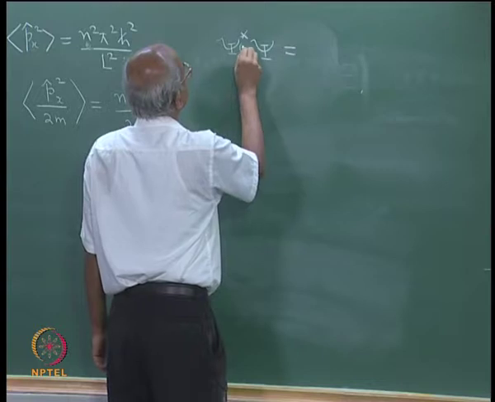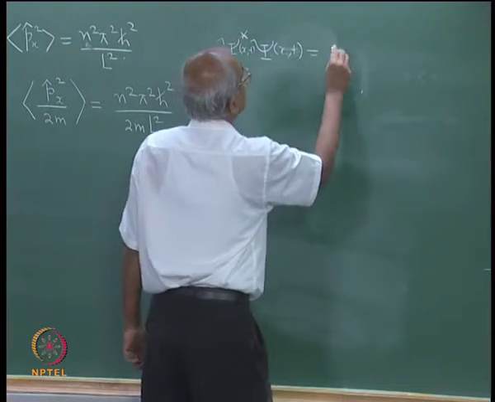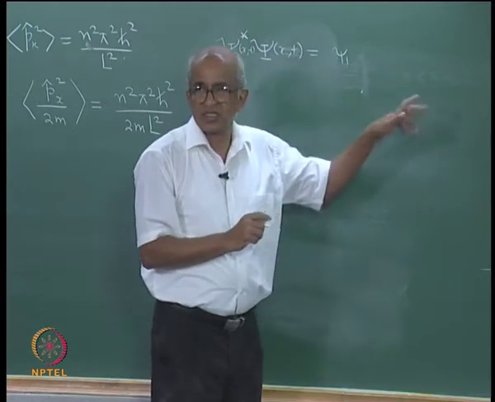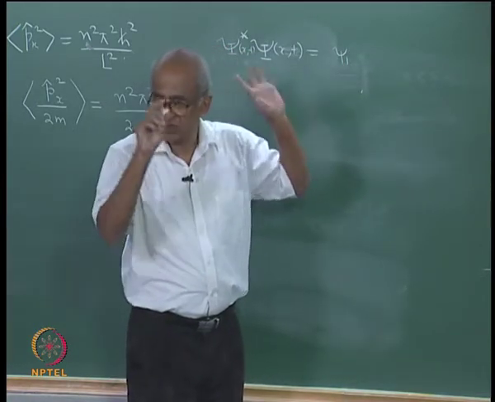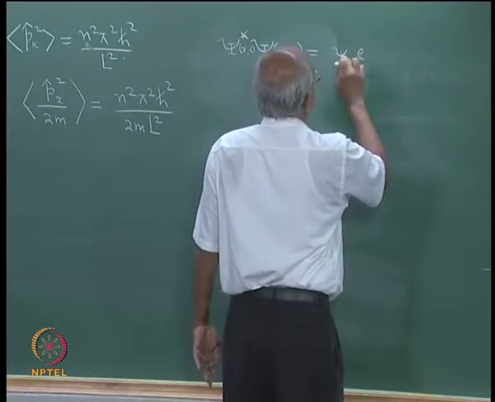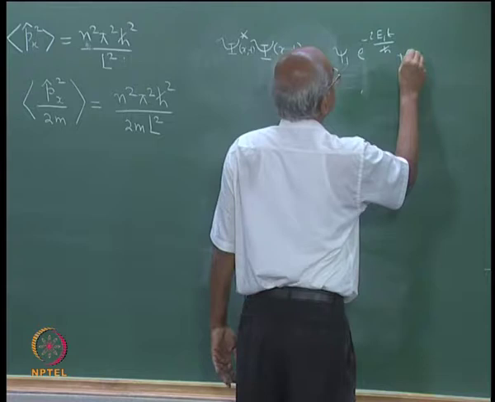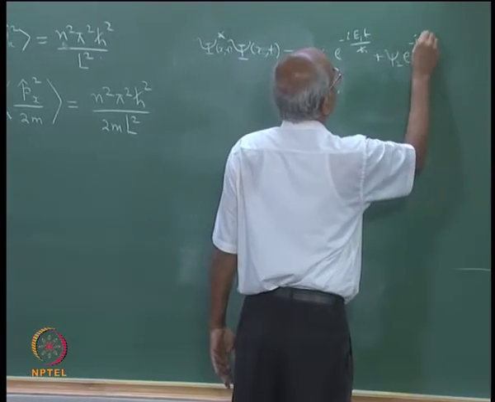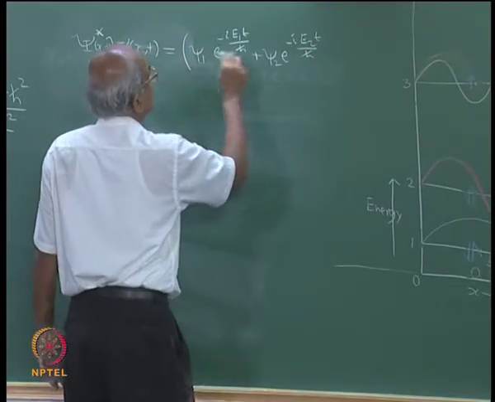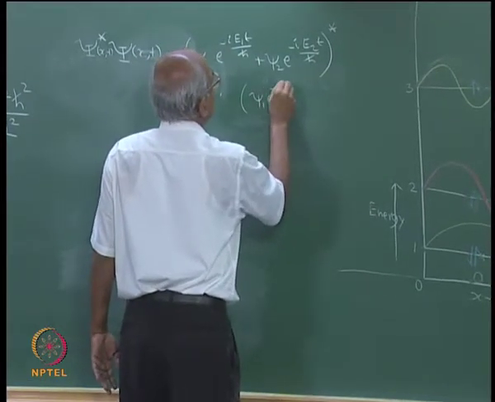Well, strictly speaking, I should write this also. Well, it is tedious to write these position dependencies everywhere. So, I will just not write it, but it has to be there. So, psi 1 is dependent on position, but what you are going to get is this plus psi 2 e to the power of minus i E2 t by h cross. You will have to take the complex conjugate of that, multiply it by this object.